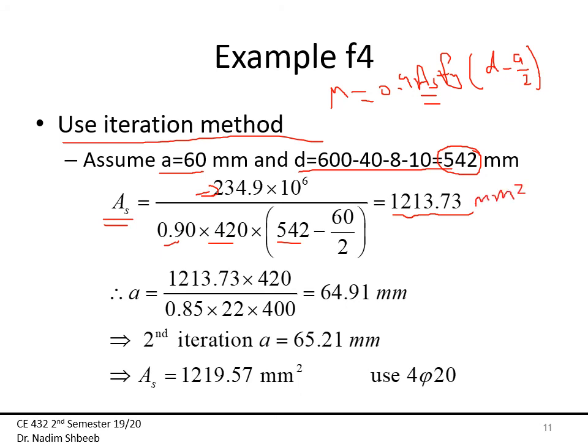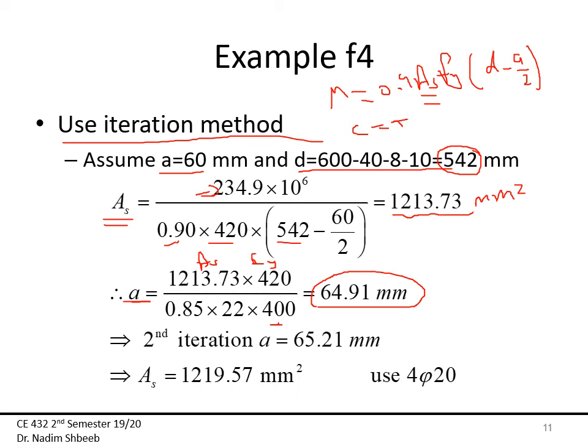Now I want to check if the a that I chose is correct or not, and from that I tap into the second equation, which is simply the compression is equal to tension. From that now the tension is again area of steel, which I just found, times Fy. The compression is 0.85 f'c a times b, so from that a is my unknown and b is 400. So I'm getting now a to be 64.9 millimeters.